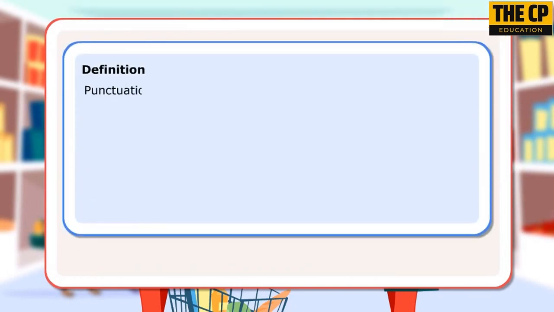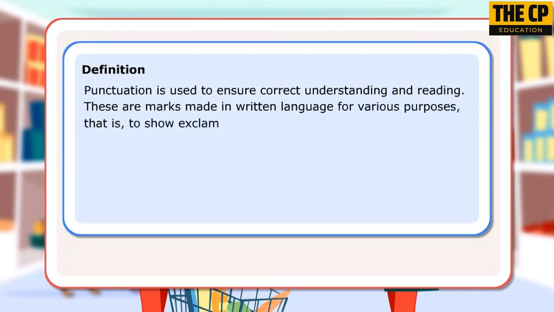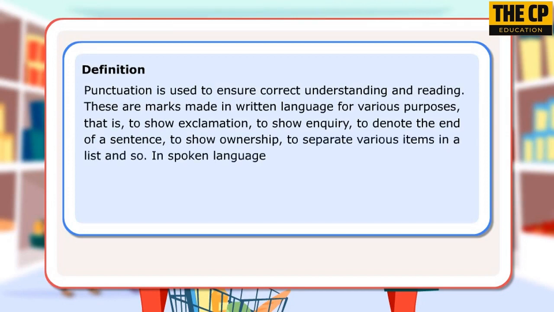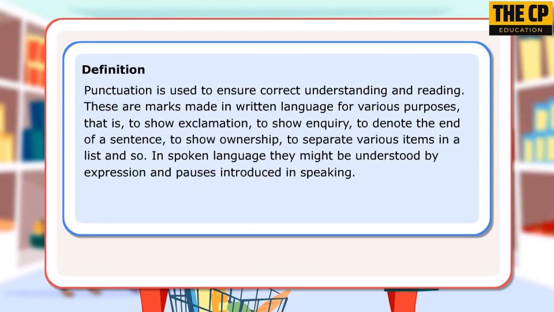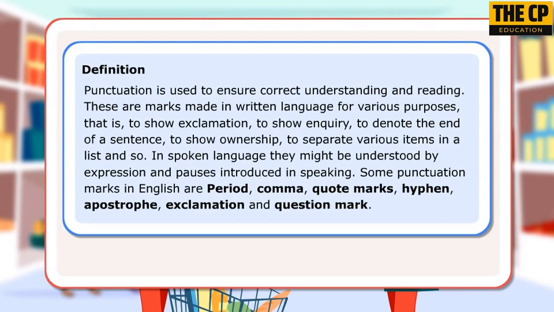Definition. Punctuation is used to ensure correct understanding and reading. These are marks made in written language for various purposes, that is, to show exclamation, to show inquiry, to denote the end of a sentence, to show ownership, to separate various items in a list, and so on. In spoken language, they might be understood by expression and pauses introduced in speaking. Some punctuation marks in English are period, comma, quote marks, hyphen, apostrophe, exclamation, and question mark.